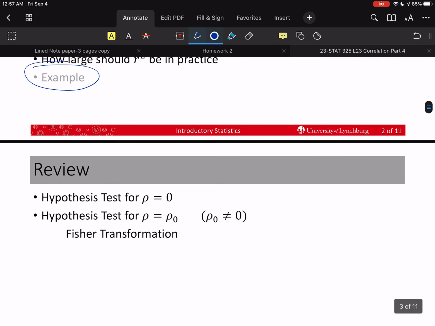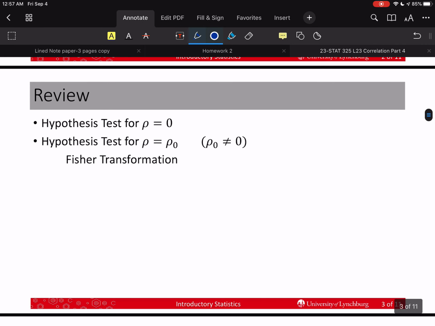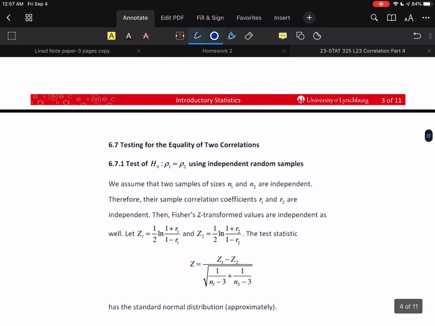practice. Okay. So last time we talked about how to do a hypothesis test for rho equals 0 and for rho equal to some value that's not 0. And to do that, we needed the Fisher transformation. Very clever, not always the easiest to use in practice, so it's nice to have a computer.